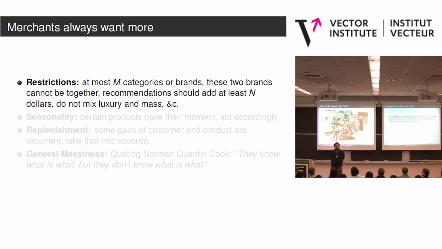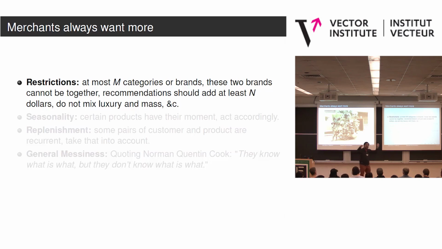For instance, they don't want this brand and this brand together in a set of 6 recommendations. Why? I have no idea. But they don't want them. You can have either one or the other. Or more reasonable stuff: they want at most M categories or brands in the set of recommendations. They want a certain amount of money, which is the minimum for the recommendations.